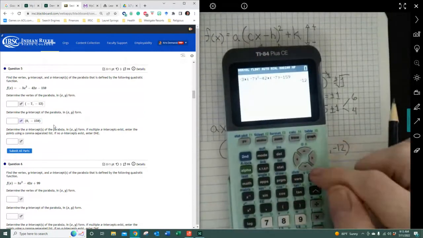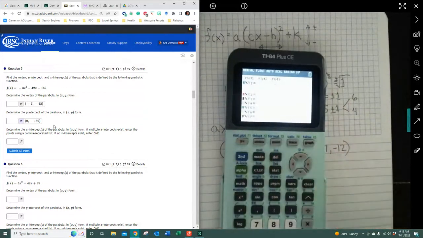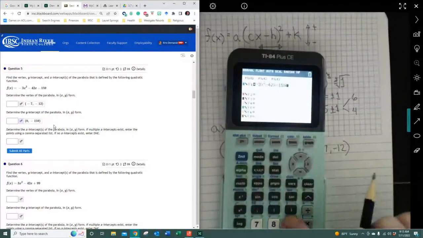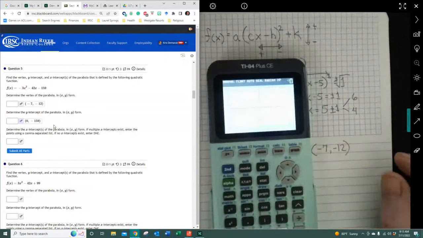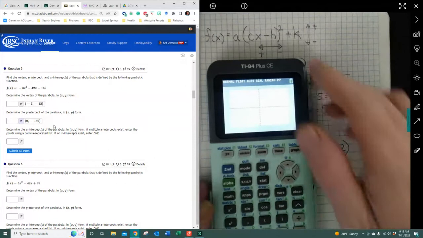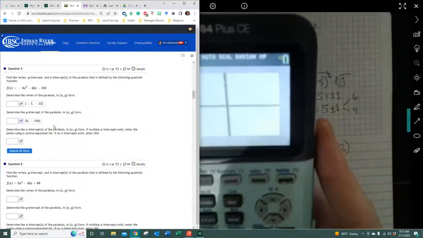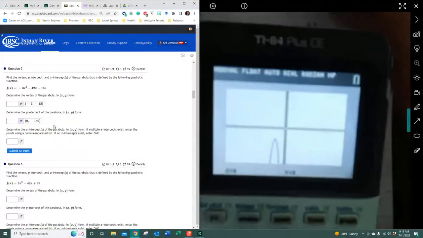Now, here is what I want to show you. You go ahead and plug it into the calculator. Let's just plug this one in: -3x squared minus 42x minus 159. We plug that in and we graph that. Okay, now this graph is not showing up. So what we might want to do is zoom out and see where, oh, there it is. Okay, it's showing up now.